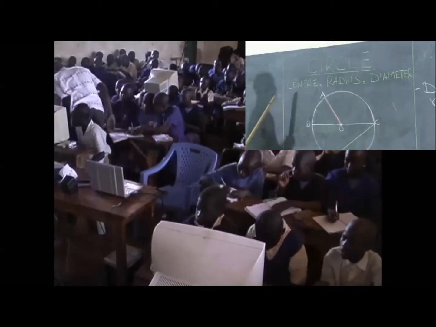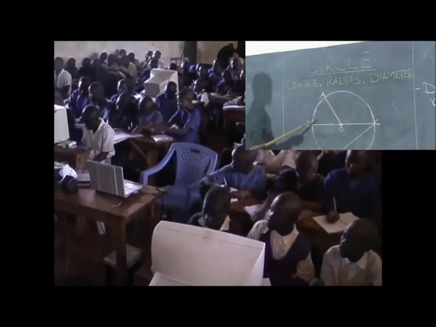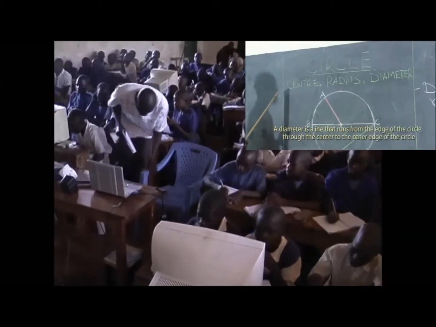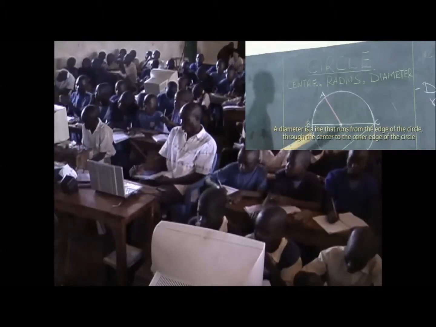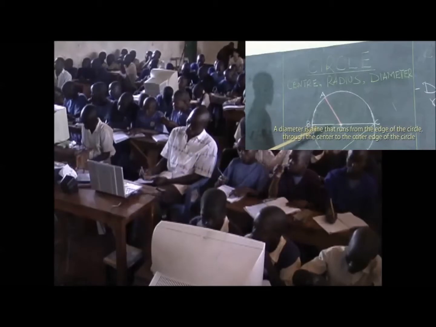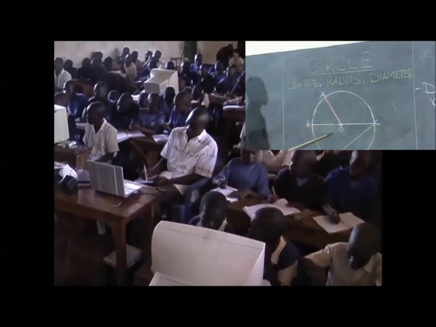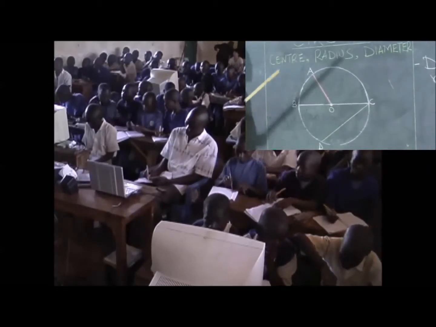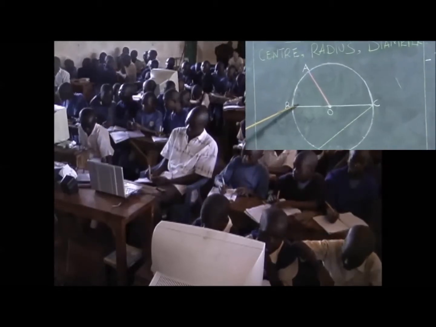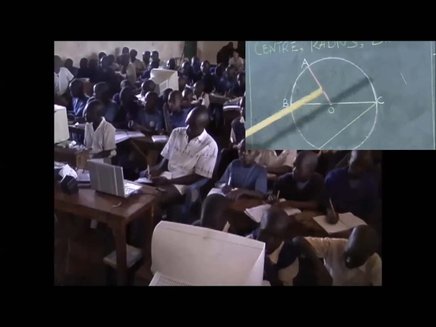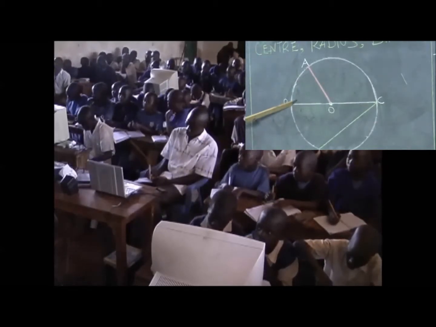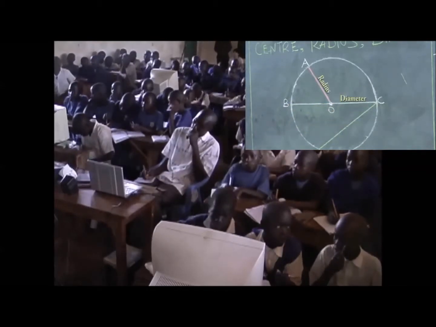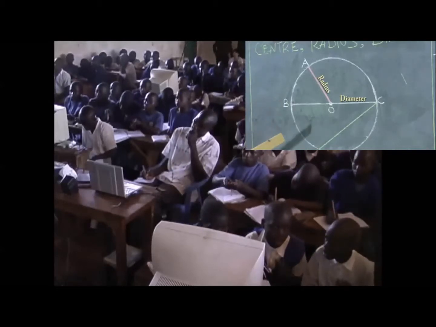On diameters, we say a line that runs from the edge of the circle through its center to the other edge of the circle is known as the diameter. For a line to be referred to as the diameter, that line must run from the edge of the circle to the other edge, passing through its center. Therefore, line BC is referred to as the diameter.